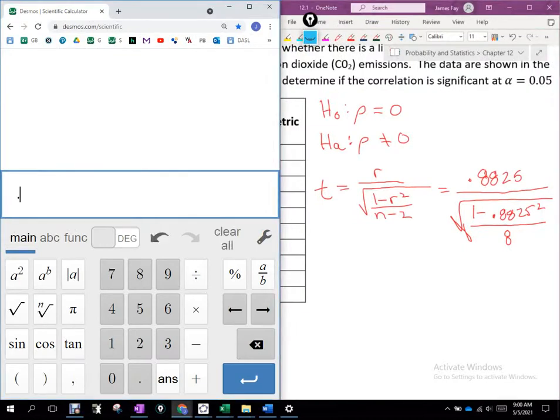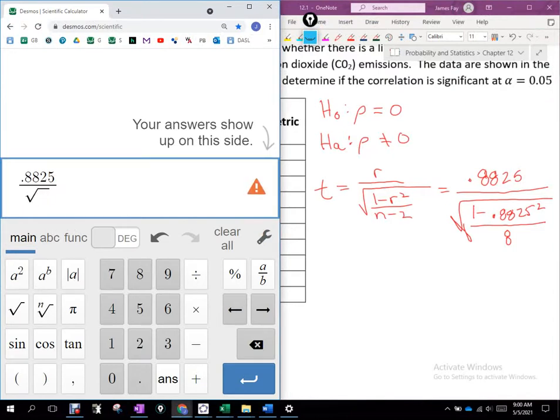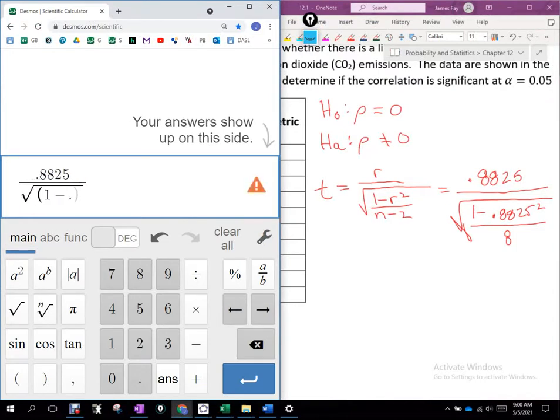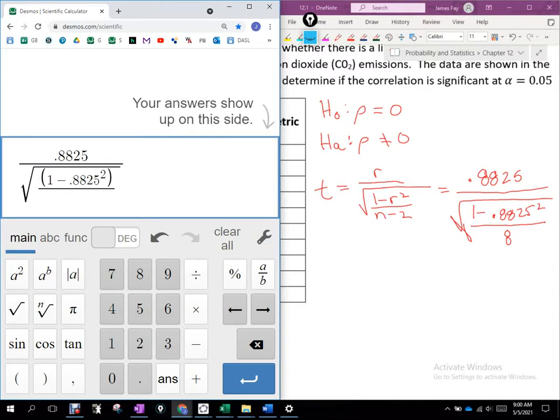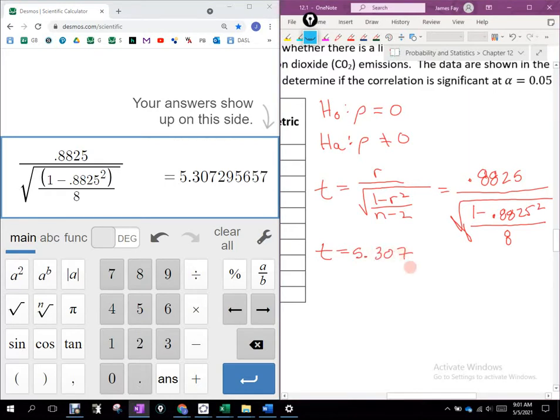Looking at 0.8825 divided by square root 1 minus 0.8825 squared over 8. All right, so we're getting our test statistic to be 5.307. T equals 5.307. Okay? Okay.